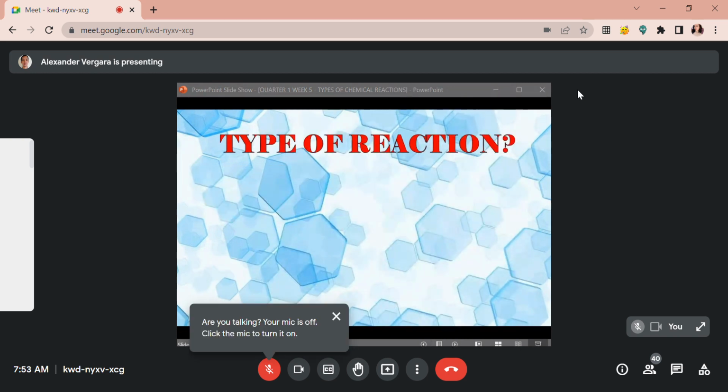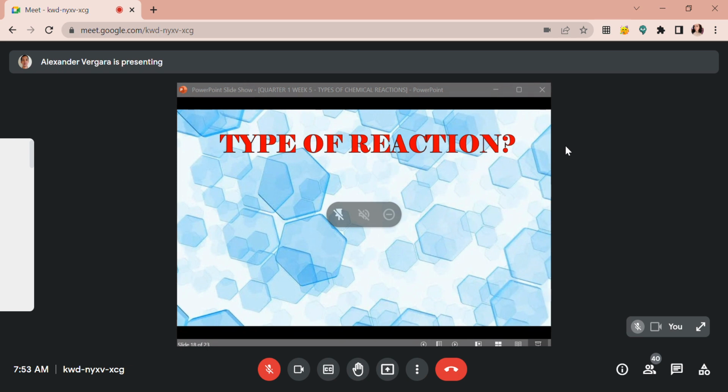I forgot to put the combustion. When we say combustion, always remember this one: the product is always water and carbon dioxide. Again, if it is a combustion reaction, the product is always H2O and CO2. Last time in the seatwork, you really got the combustion, so you're very good with that one.